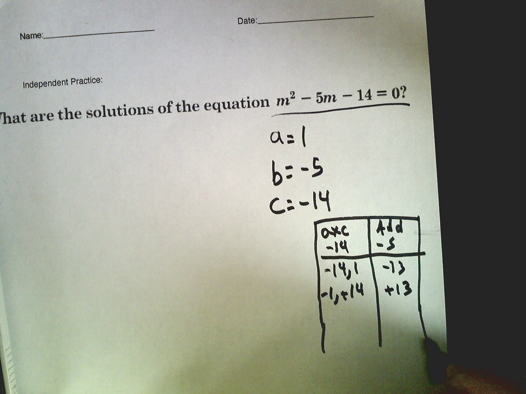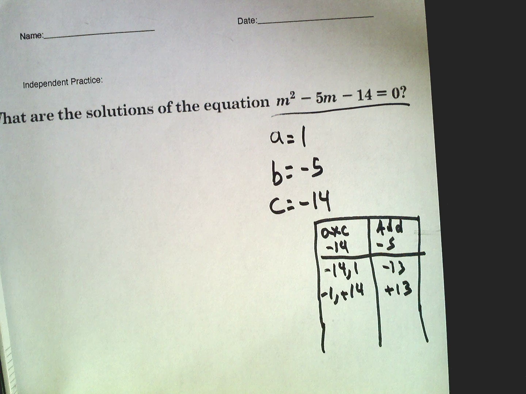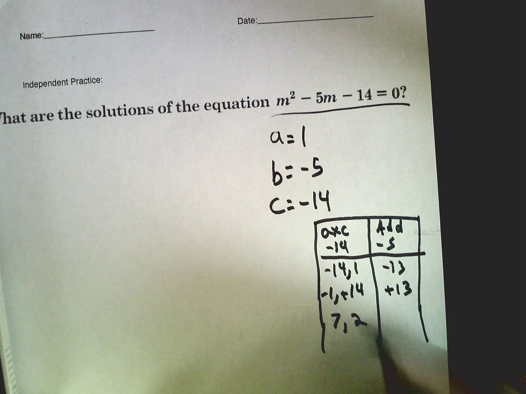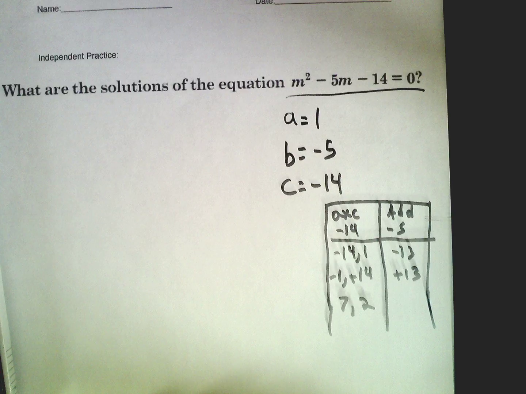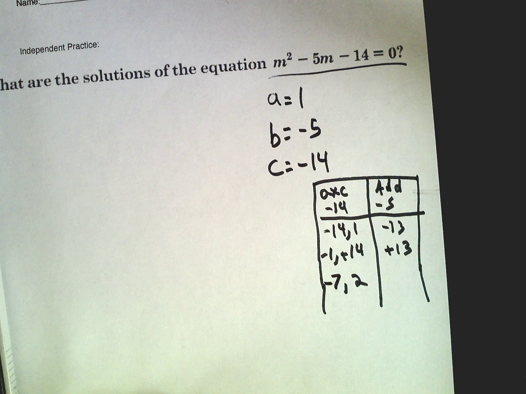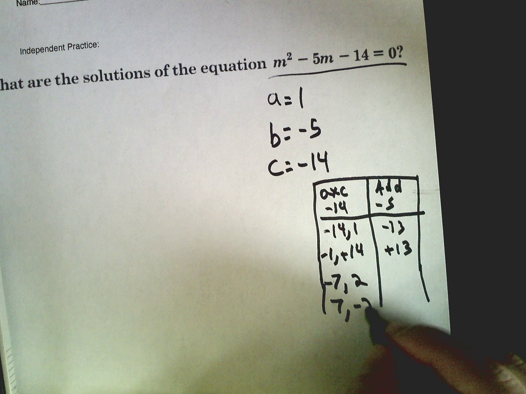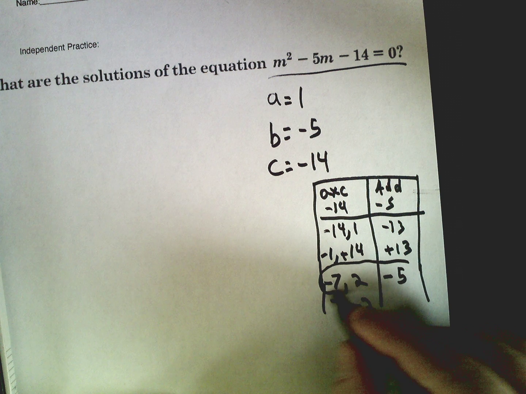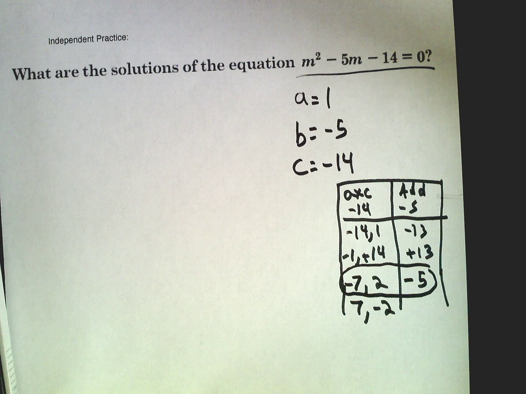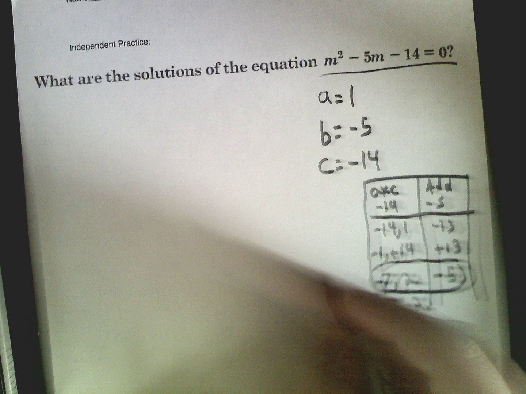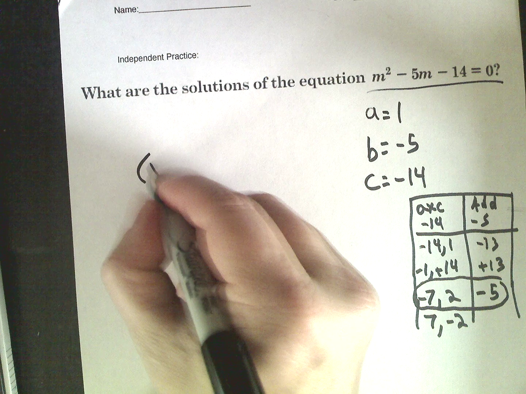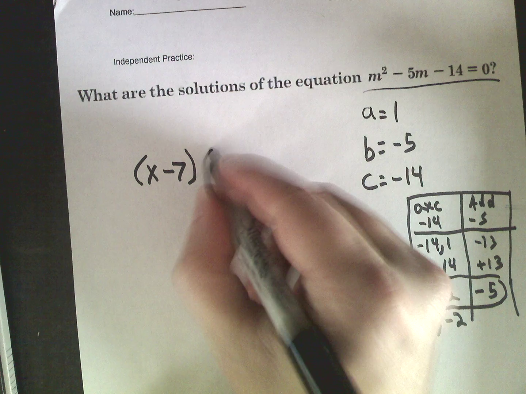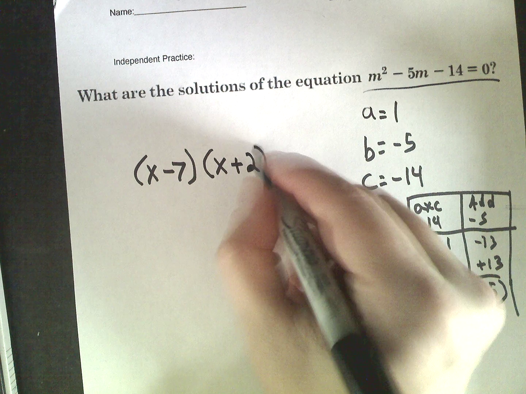If I go to my trusty multiplication table, I'll look up and see the number 14. You can also get there by going 7 and 2. There are two ways we can make it negative: either negative 7 and positive 2, or positive 7 and negative 2. This adds up to, ding, ding, ding, our answer. So our factored equation is x minus 7 times x plus 2 equals 0.